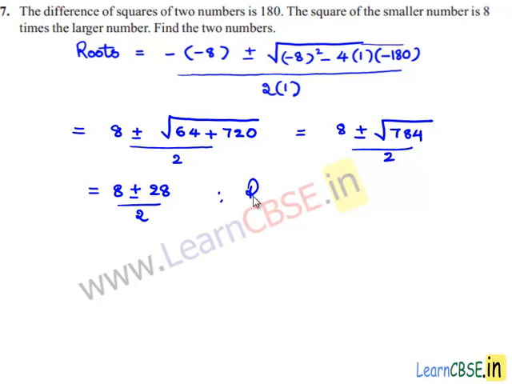Therefore, roots can be 8 plus 28 divided by 2 or 8 minus 28 divided by 2. 8 plus 28 is 36. 36 divided by 2 is 18. 8 minus 28 is minus 20. Minus 20 divided by 2 is minus 10.